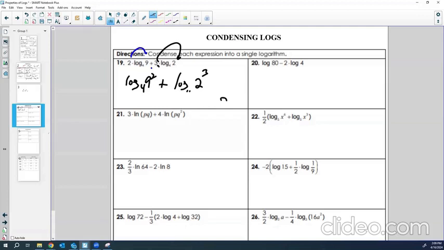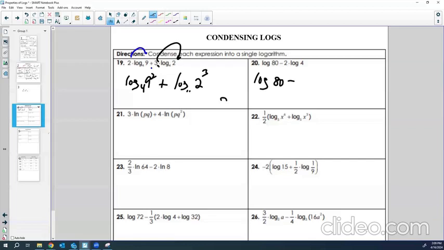Okay, we're done with number 20. So I'm subtracting, right? So that's the last thing I'm going to do. So log base 10 of 80. Can I condense that? No. So leave it alone. Now log base 2 on the other term.